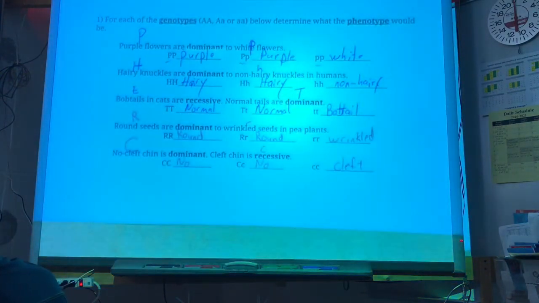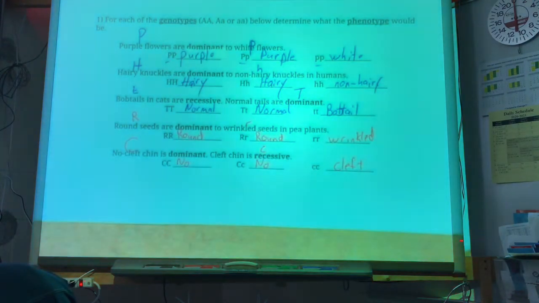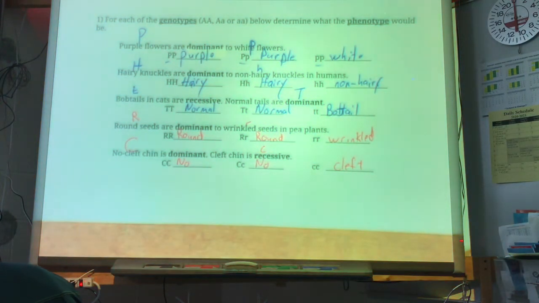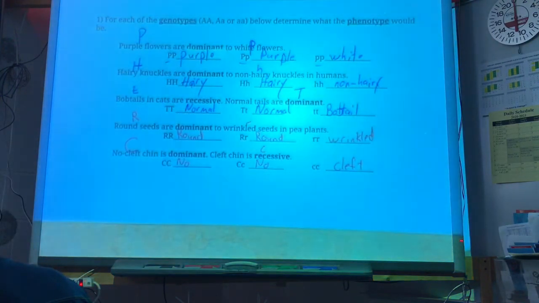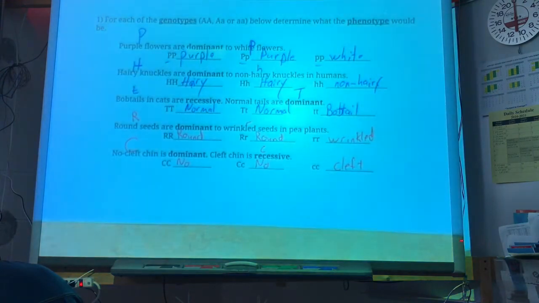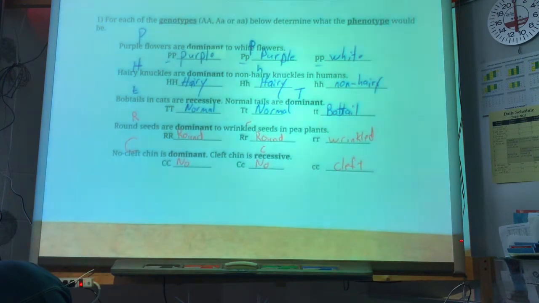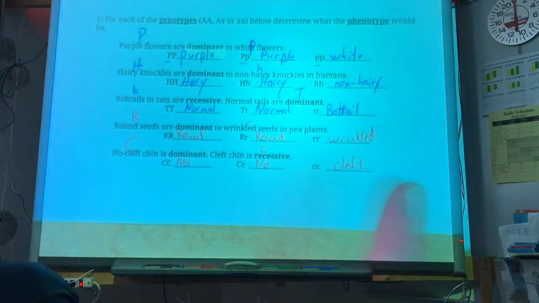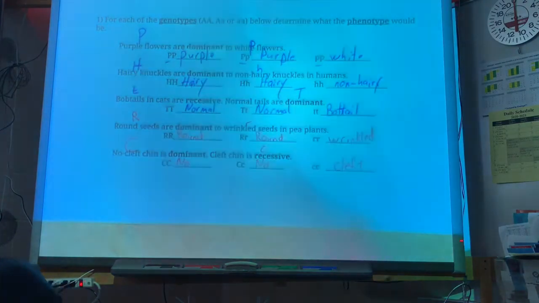And that's hopefully what you have. A big R, we're going to see the round dominant allele. Big R, little r, we're going to see the round dominant trait. And a little r, we are going to see the recessive trait. Cleft chin, we're saying, is recessive, and no cleft chin is dominant. So big C is going to be no cleft chin. Big C, little c is going to be no cleft chin. The only time we see the recessive trait is in the absence of a dominant allele.